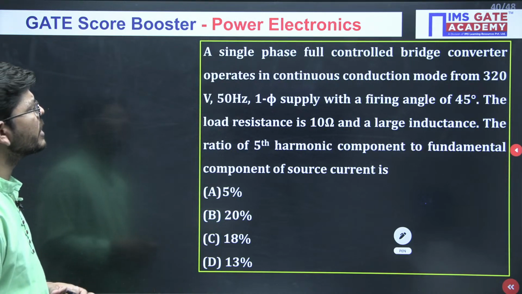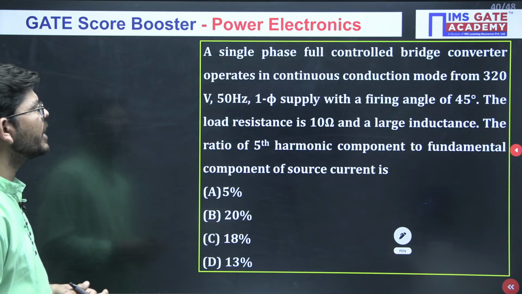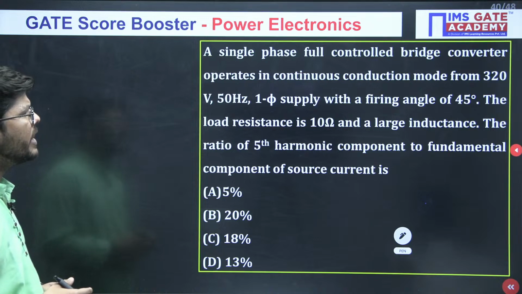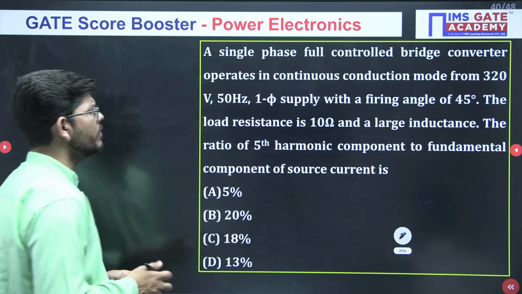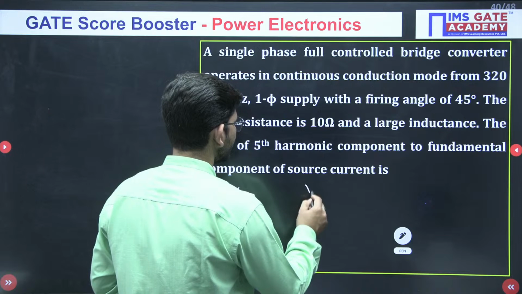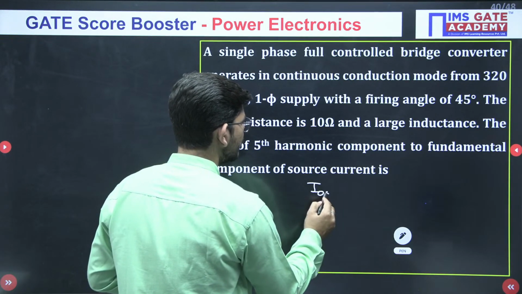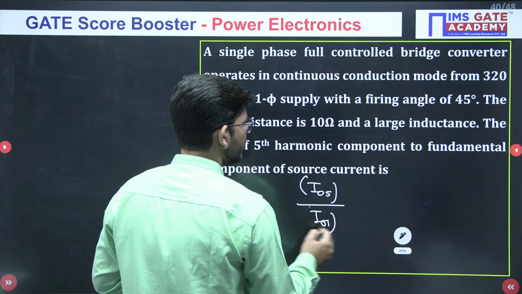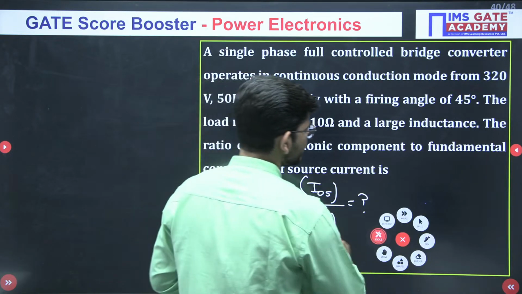A single phase full control bridge converter operates in continuous conduction mode from a 320 volt, 50 Hz single phase supply, with a firing angle of 45 degrees. The load resistance is 10 ohm with a large inductance. The ratio of the fifth harmonic component to the fundamental source current will be what? So you have to find the ratio of the fifth harmonic component to the fundamental harmonic component. This is what you have to calculate in this question. And your time starts now.